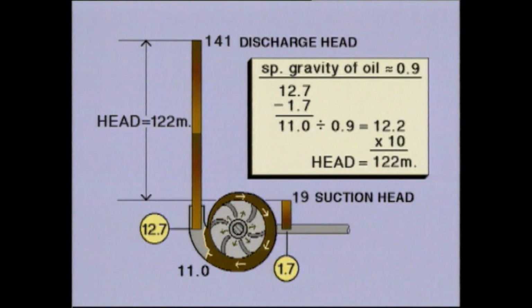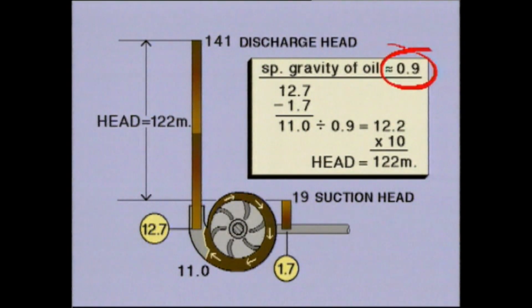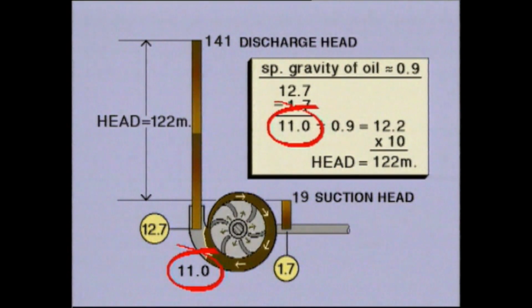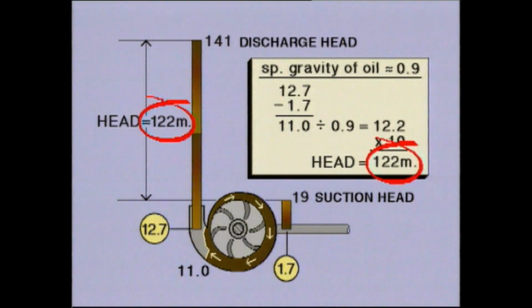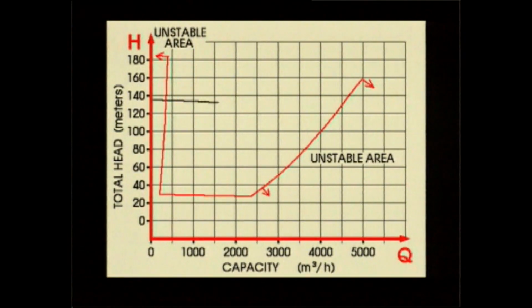We are pumping oil with specific gravity of approximately 0.9. Divide the difference between the readings of pressure and suction sides by 0.9 and multiply by 10. The head is 122 meters. Checking the HQ curve, a head of 122 meters and 1,125 revolutions gives approximately 3,100 cubic meters an hour. The high back pressure prevents you from reaching full capacity of 4,000 cubic meters an hour.